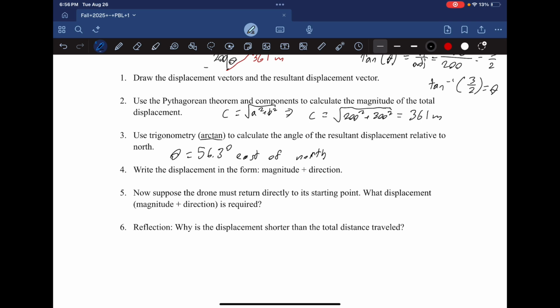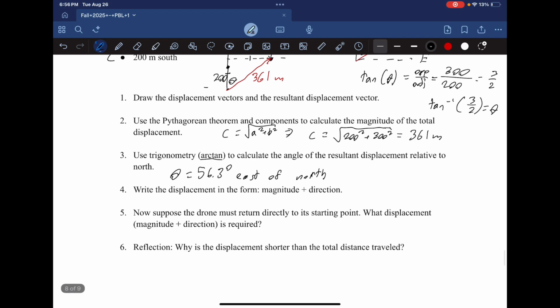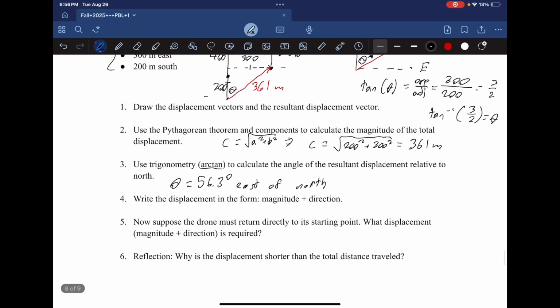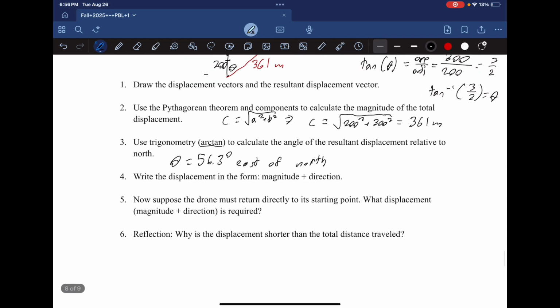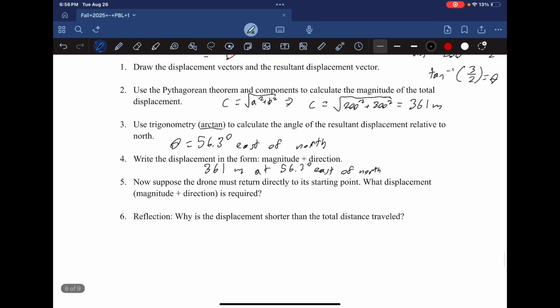Okay, so now it wants us to write the displacement in the form magnitude plus direction. I'm just going to do this. It makes more sense when you see it. So it has traveled 361 meters at 56.3 degrees east of north.